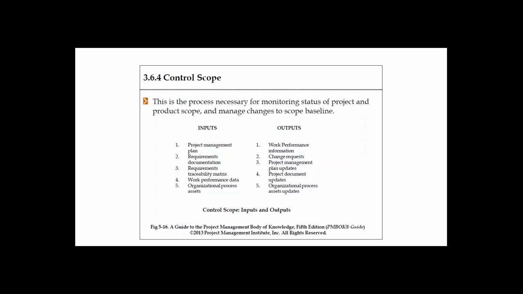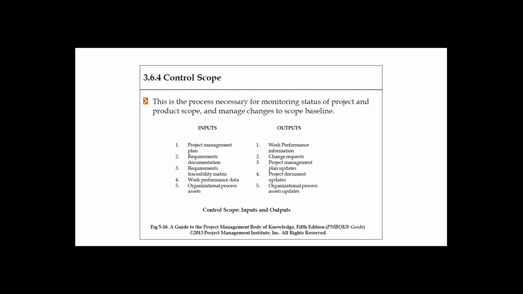Scope baseline is basically what? WBS. It comprises the WBS, work package information and other details. So you take the WBS and see if everything we listed in the WBS is met. Inputs: project management plan, requirements documentation, requirement traceability matrix, work performance data, organization process assets. Then the output: work performance information, change requests, project management plan updates, project document updates, organization process assets.